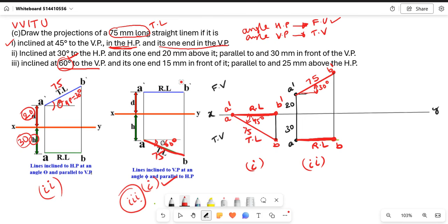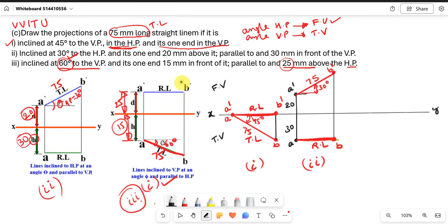That means from VP. So distance from VP is 15, meaning this distance will be 15. VP distance we have to mark in the top view, and at the same time the line is parallel to HP and 25 mm above the HP. From HP the distance is 25. So HP distance we have to mark in the front view, that is, this distance will be 25 mm from HP. Okay, now draw the solution.